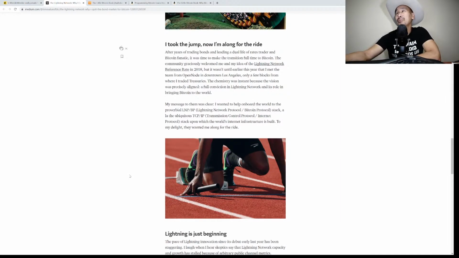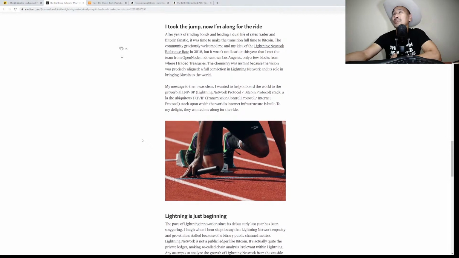I took the jump, now I'm along for the ride. After years of trading bonds and leading a dual life of rates trader and Bitcoin fanatic, it was time to make the transition full-time to Bitcoin. The community graciously welcomed me and my idea of the Lightning Network reference rate in 2018, but it wasn't until earlier this year that I met the team from OpenNode in downtown Los Angeles, only a few blocks from where I traded treasuries. The chemistry was instant because the vision was precisely aligned, the full conviction in Lightning Network and its role in bringing Bitcoin to the world.